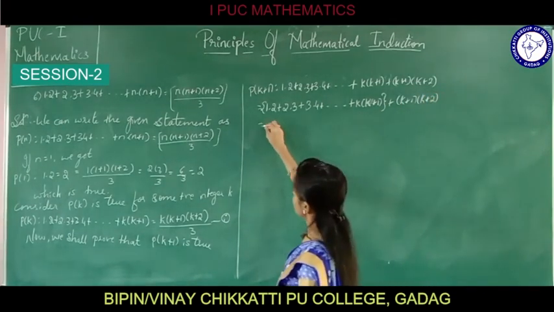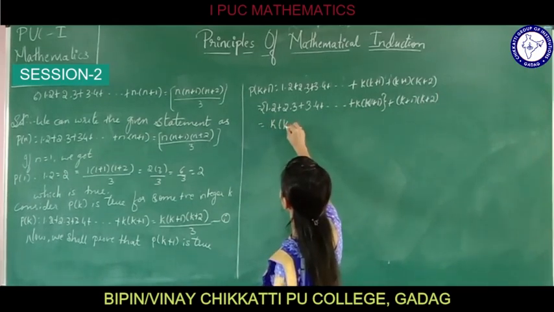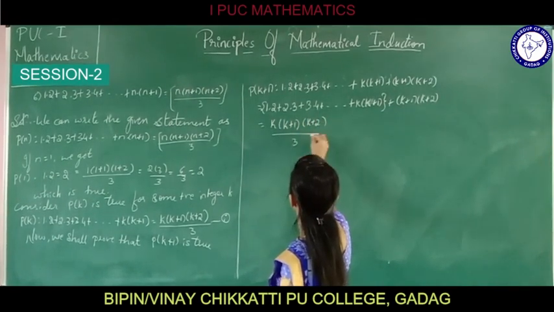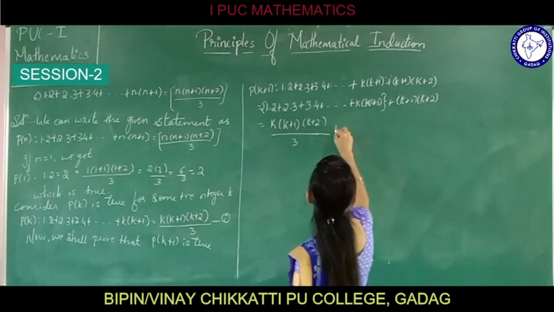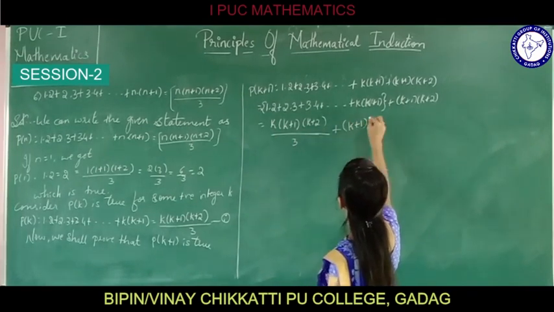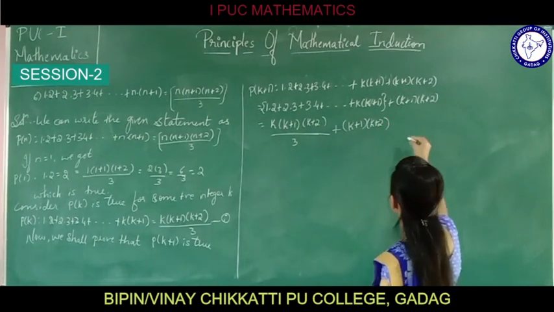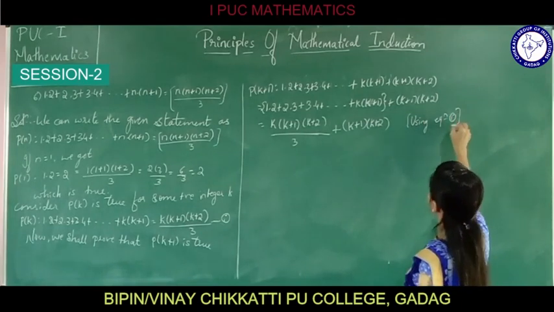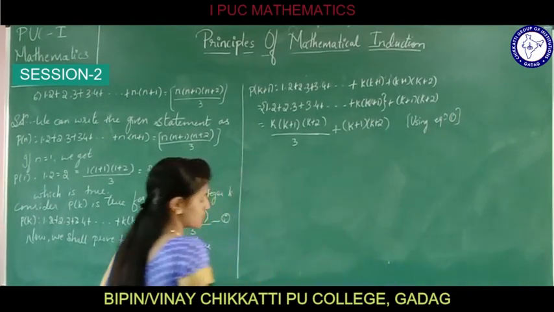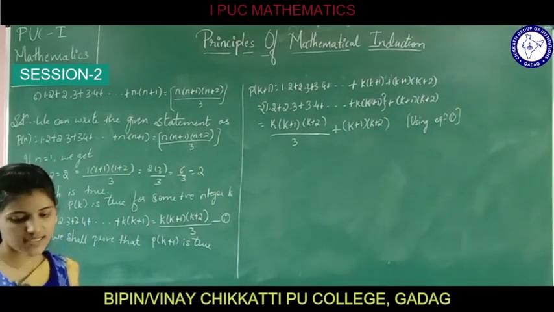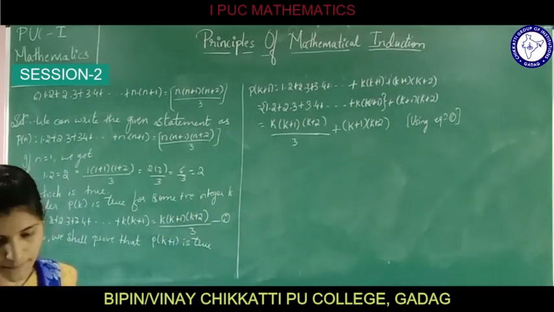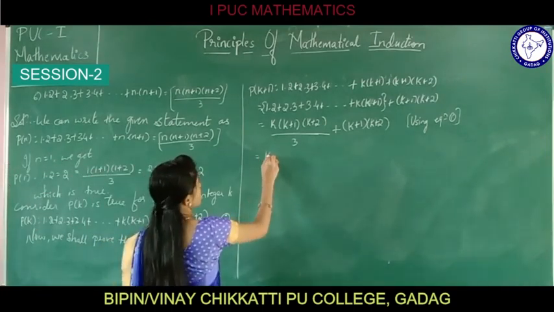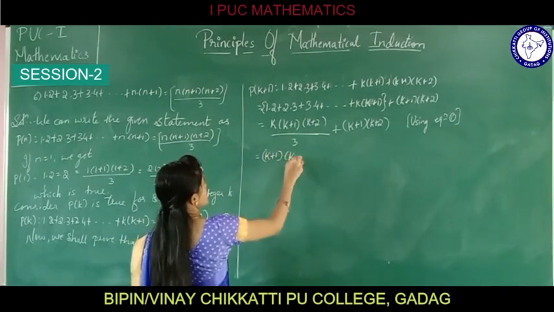From equation 1, we can write it as k into k plus 1 into k plus 2 divided by 3, plus k plus 1 into k plus 2. What we have used here? Using equation 1. So now again the same steps, go on repeating the same steps, that is taking common k plus 1 into k plus 2 common.